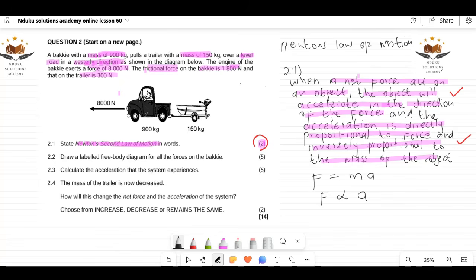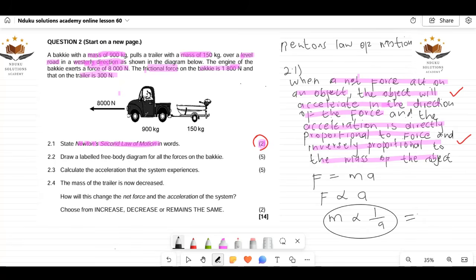So normally when you use proportionality, there's also a constant there. That's what it's actually saying. And then the second part is saying and inversely proportional to the mass, the acceleration. So the mass is what it actually means.